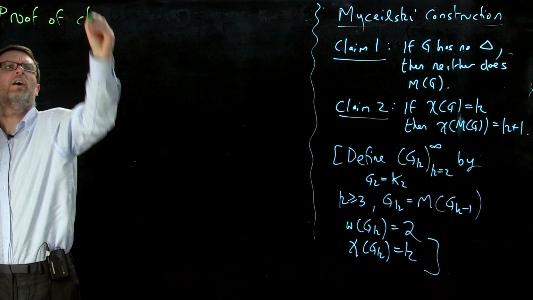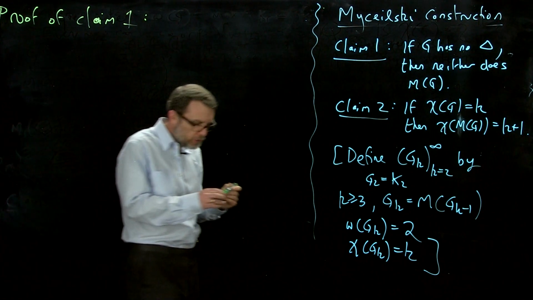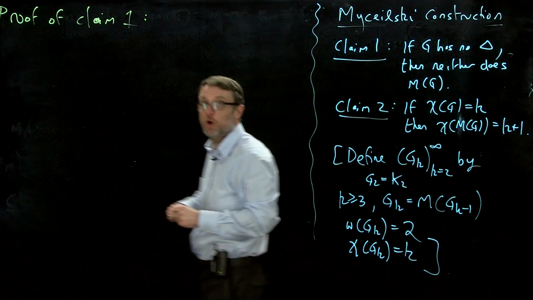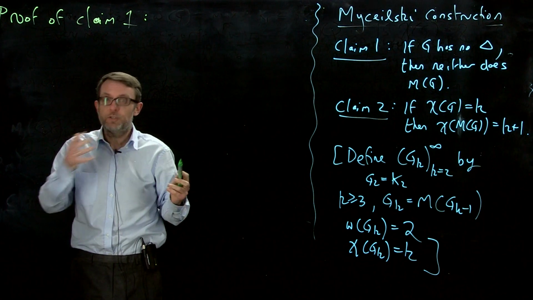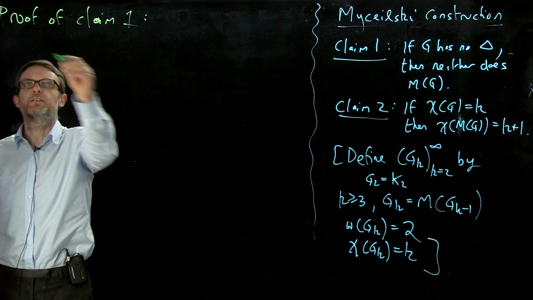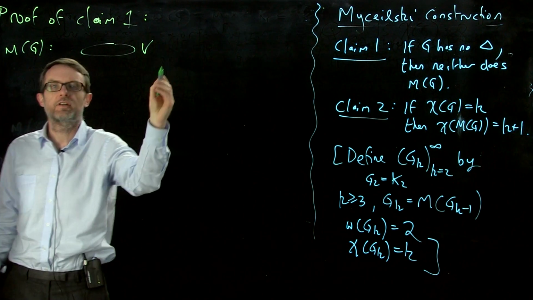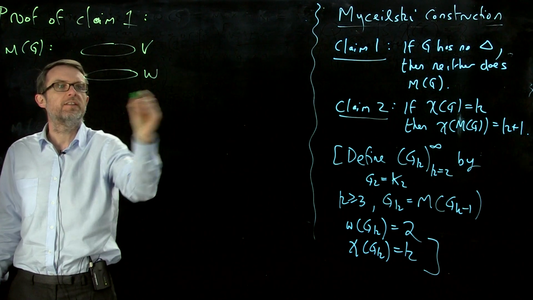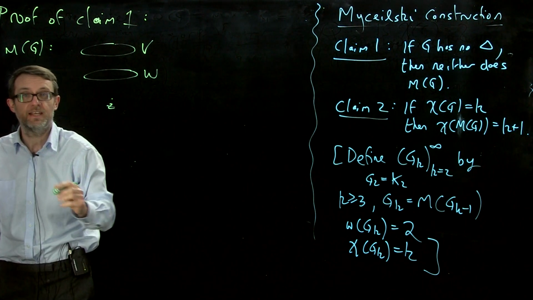Okay, so proof of claim 1. I want to convince you that the Mycielskian of a triangle-free graph is also triangle-free. So here's the Mycielskian of G. It's got a bunch of vertices labeled V, a bunch of vertices labeled W, and a single vertex labeled Z.